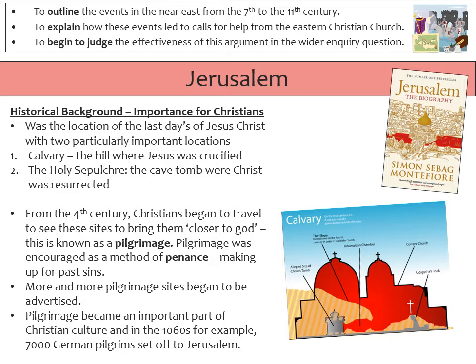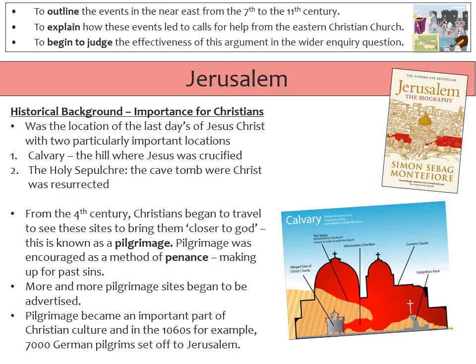So by the 4th century AD, Christians began to travel to these sites to try and bring them closer to God, and we call that a pilgrimage. Christians were making pilgrimages from all over Europe. It was largely sparked by Empress Helena of the Byzantine Empire. We'll mention what the Byzantine Empire is later. She was the first person to really push this message of pilgrimage, and it started to become more widely known across Europe that if people went to Jerusalem, this could be a way of making up for past sins. It would be called penance.